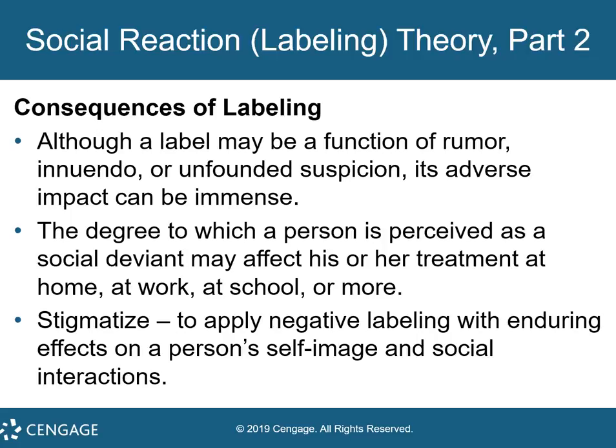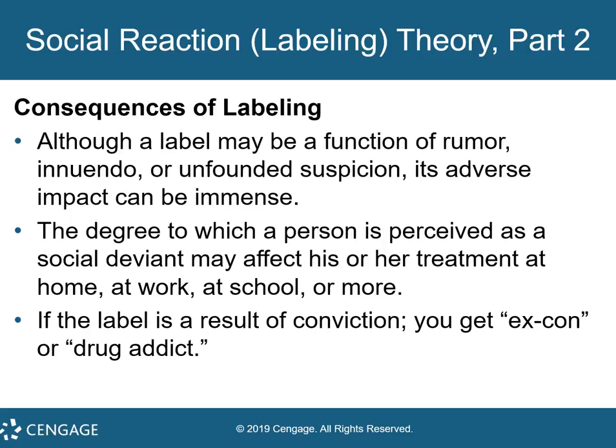And if the label is bestowed as the result of a conviction for a criminal offense, the labeled person may also be subjected to official sanctions, ranging from a mild reprimand to incarceration. So the simultaneous effects of labels and sanctions reinforce feelings of isolation and detachment. And what this can lead into is something that we call stigmatize, which is to apply a negative label with enduring effects on a person's self-image and social interactions. So, although again, the label may be a function of rumor, innuendo, or what have you, it can really have a long-term effect. So we go down to the bottom of the slide.